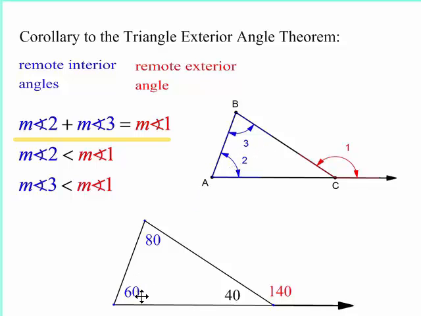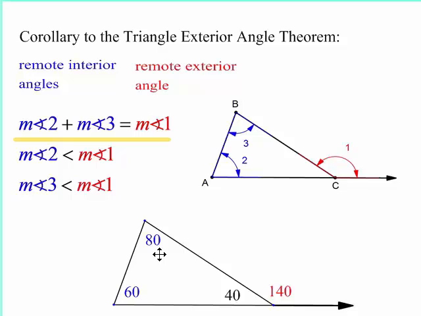So I just arbitrarily put a 60 here for the measurement of angle 2 and 80 for the measurement of angle 3. Because the sum of the interior angles of a triangle is 180 degrees, if you take those two values and subtract them from 180, this missing angle is 40. And there's a linear pair, so if you take 40 and subtract it from 180, then this exterior angle is 140. And then you should notice that this 140 is equal to the sum of 60 plus 80.